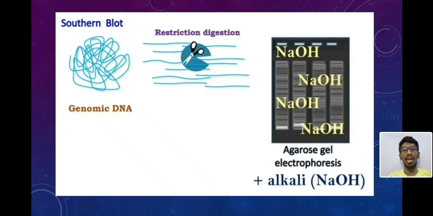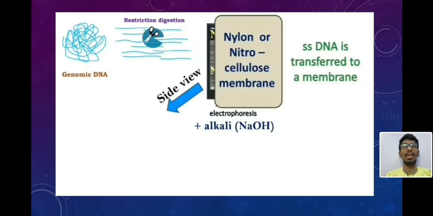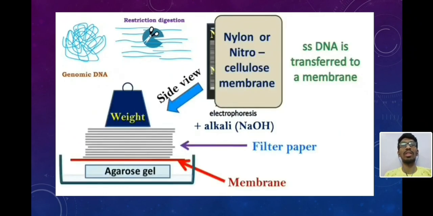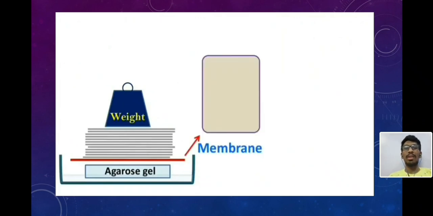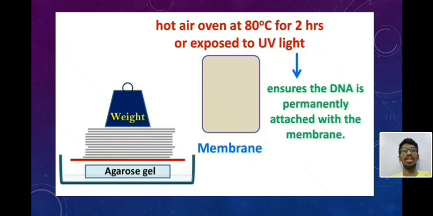Agarose gel is treated with alkali to separate the double stranded DNA into single stranded DNA. See here, alkali which is NaOH. Then the single stranded DNA is transferred onto the membrane by placing the membrane on top of the gel. Here the membrane is nylon membrane. The transfer usually occurs by capillary action. Once the transfer is completed, the membrane is heated at 80 degrees for 2 hours or exposed to UV light, which ensures the DNA is permanently attached to the membrane.